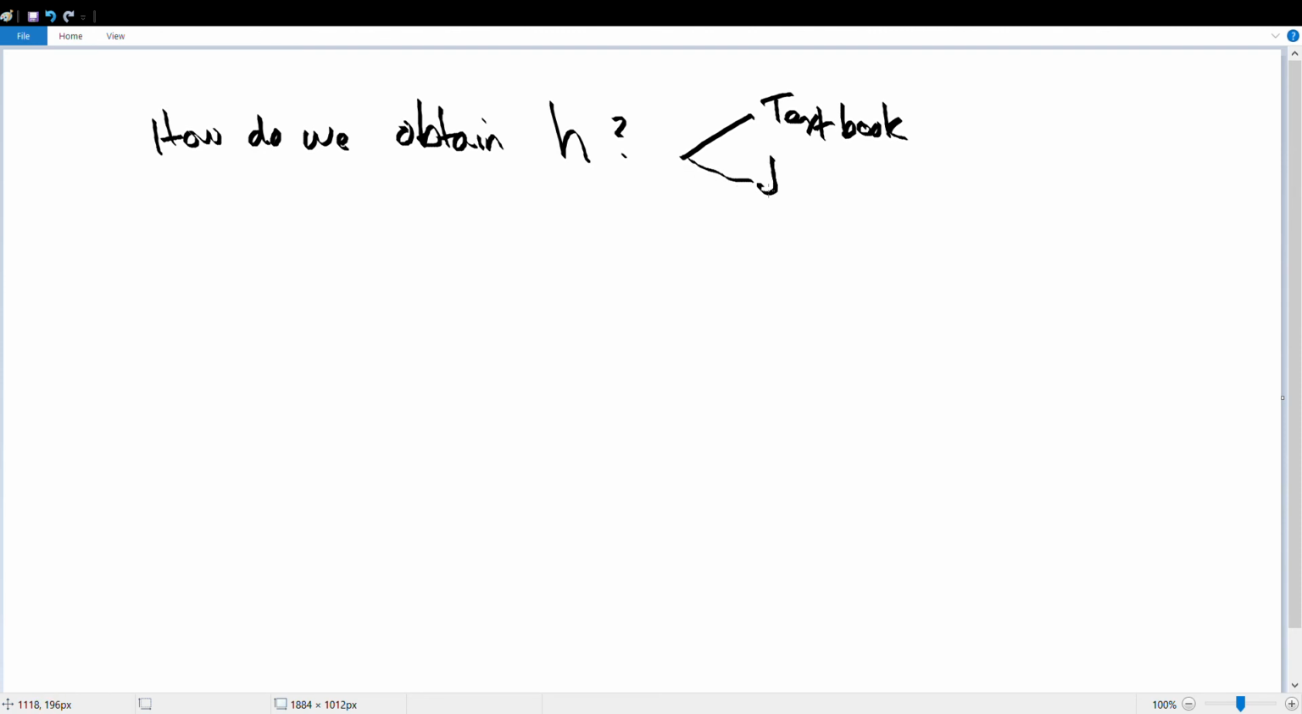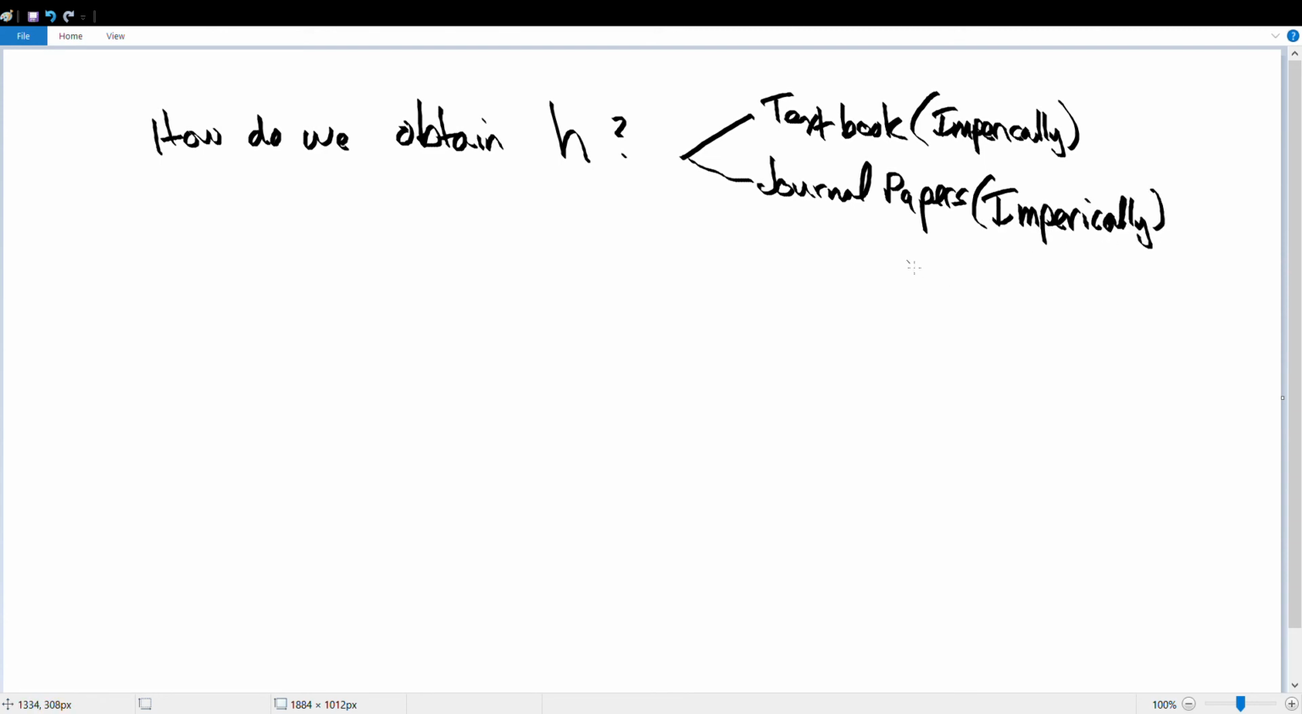You can get it also from journal papers, and usually in journal papers you'll get more complicated geometries. These are typically derived empirically, right? So that means they're from tests. There's a bunch of graduate students that go and do a bunch of tests and collect data, and they say, well, flow over a flat plate or over a certain complicated geometry behaves in this way, and then they back out and calculate a heat transfer coefficient.